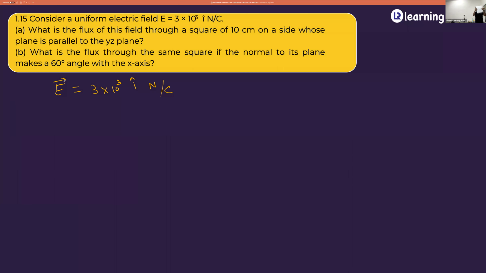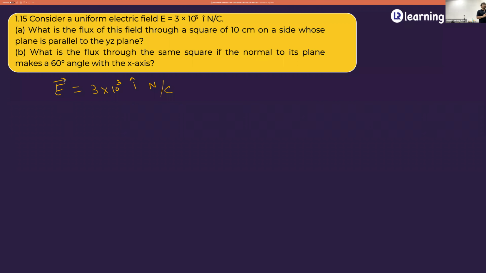So there is a square placed like this, and the electric field is like this. When a square is parallel to the YZ plane, its area vector is along the x direction. Are you able to visualize it? Whenever they say a shape is oriented to a particular plane, its area vector will always be perpendicular to the plane.